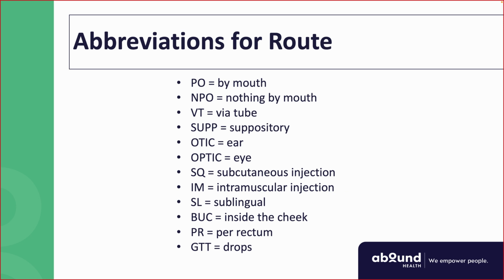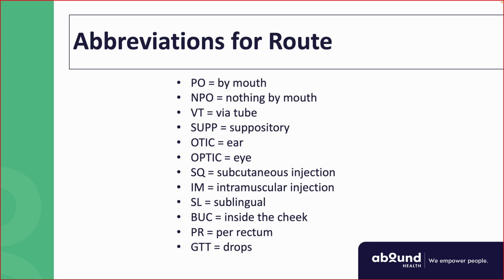So, abbreviations for route: PO is by mouth, NPO is nothing by mouth. When somebody has swallowing difficulties, a lot of times they have nothing by mouth. They could have a feeding tube. If you're not familiar with that, that is a tube that's in their stomach that is used for nutritional supplements, or some people take nothing by mouth and only use the tube. If they do have a feeding tube, it needs to say VT for via tube.